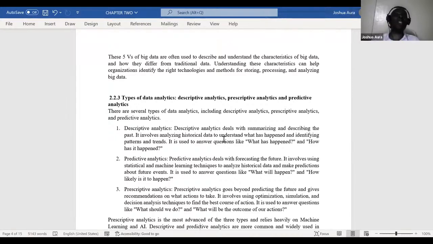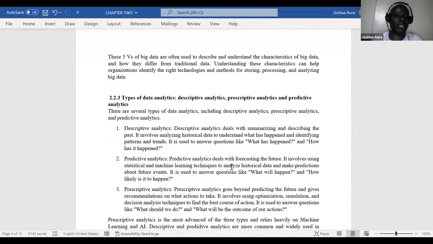Predictive now is about the future. Predictive analytics deals with forecasting the future. It involves using statistical and machine learning techniques to analyze historical data and make predictions about future events. It's used to answer questions like what will happen and how likely is it to happen.